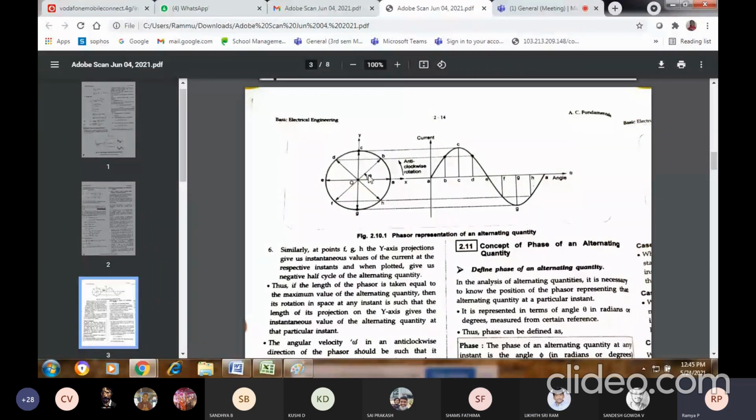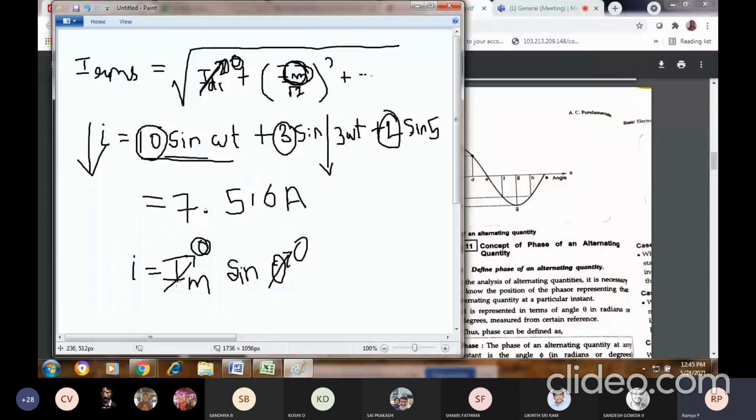Now Im won't be 0 here because it will be maximum. I will take Im itself, and in place of theta, I'll put 90 degree. Sin 90 is 1. So I is equal to Im. So the maximum current will be present.